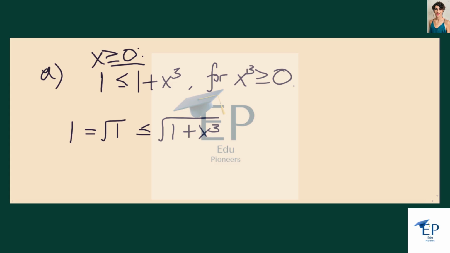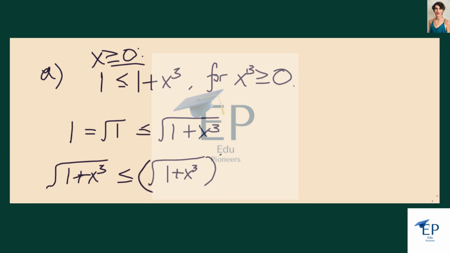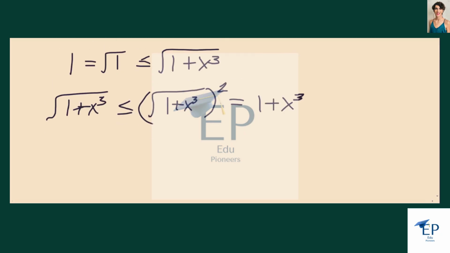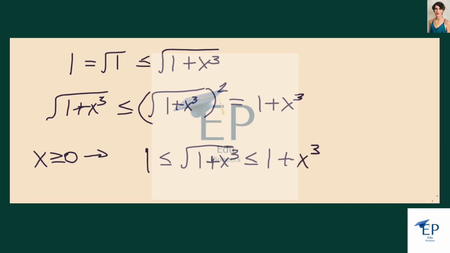We know that if a number is greater than or equal to 1, then that number is going to be less than or equal to its square. Therefore, it follows that the square root of 1 plus x cubed, because 1 plus x cubed is greater than or equal to 1, has to be less than or equal to the square root of 1 plus x cubed, squared, which is the same as 1 plus x cubed. So combining these statements, it follows that for x greater than or equal to 0, 1 is less than or equal to the square root of 1 plus x cubed, which is less than or equal to 1 plus x cubed. It has been checked.